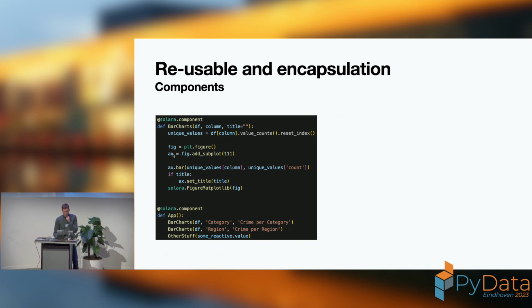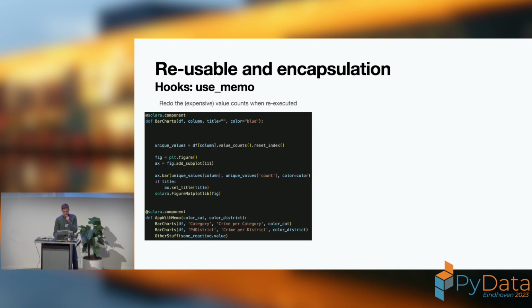But now we're going to make it a little bit different. We have an extra argument color here, and our top-level component allows us to set a color. So we have a color picker, so someone can change the bar chart color. So this argument can change, and then we need to re-execute this. So why are we actually re-executing the whole value counts when just the color is changing?